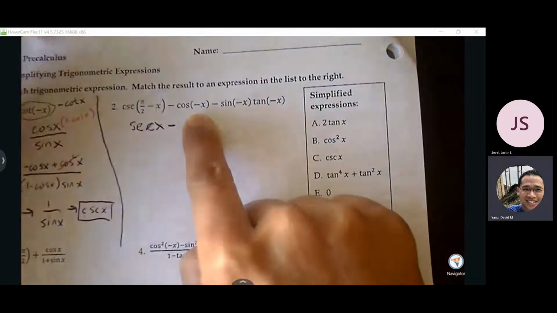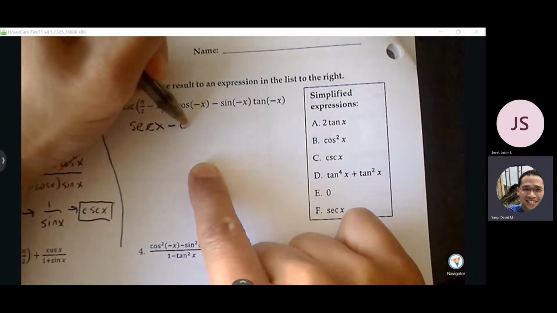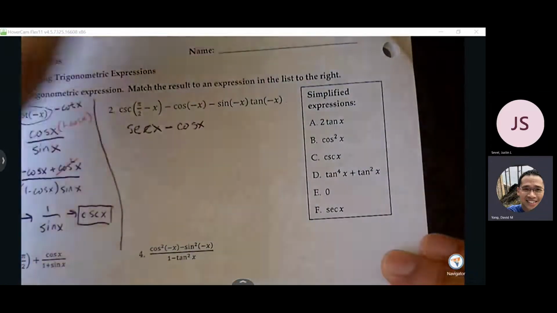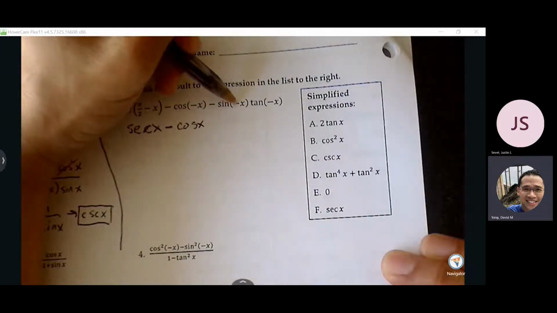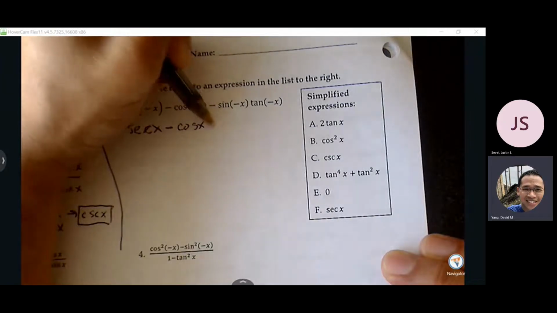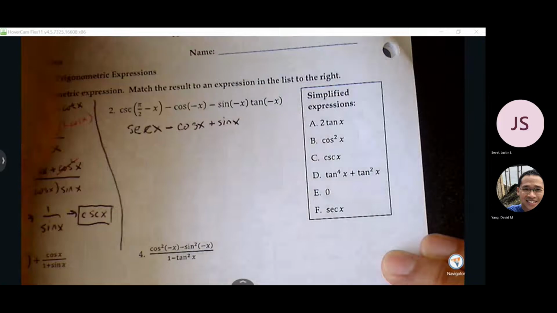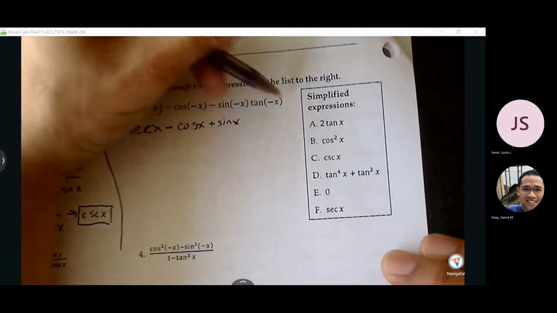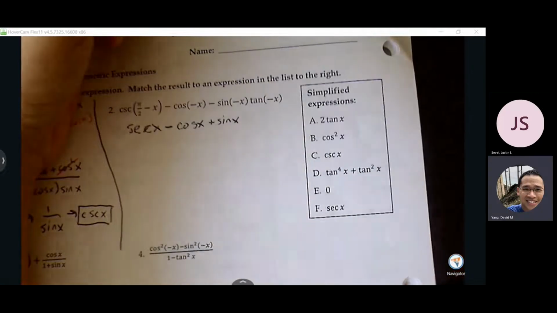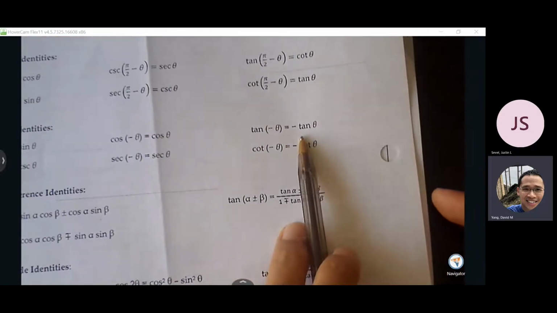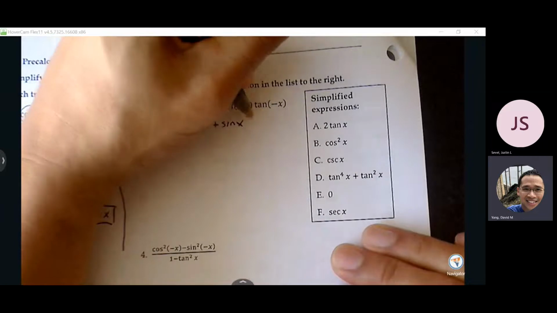Cosine of negative x, that's an even function, so I can just remove that negative altogether inside that cosine. Sine is odd, so that negative is going to come out in front. The two negatives will become positive. And tangent is, I'm sorry, tangent is an odd function as well, right? Tangent is an odd function as well. So negative tangent.